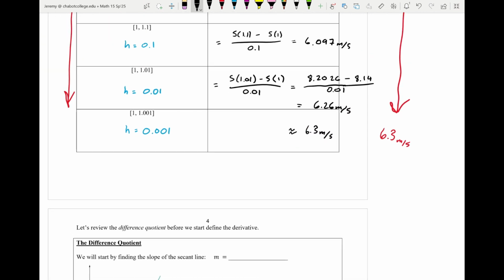So what I can say here is that the instantaneous velocity, which as we saw is equal to the limit as h goes to 0 of s of 1 plus h minus s of 1 over h, looks like this is going to be, I'll just say approximately, right? We're just kind of approximating here, 6.3 meters per second.